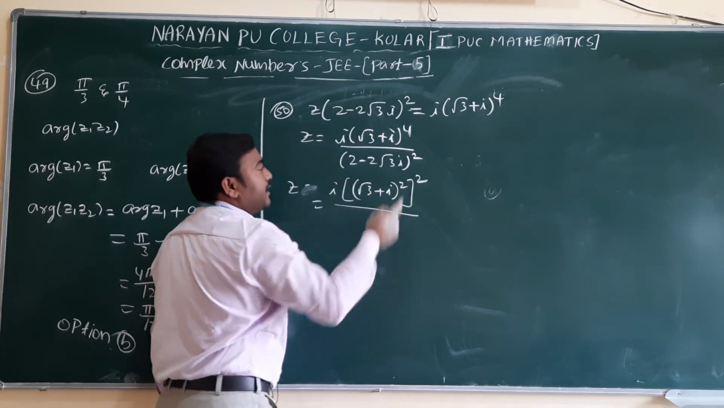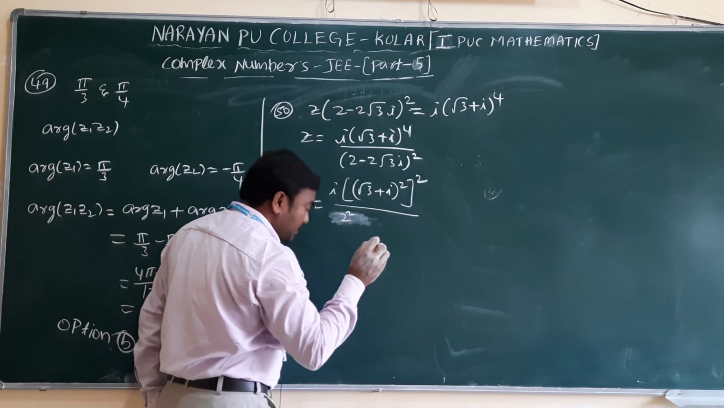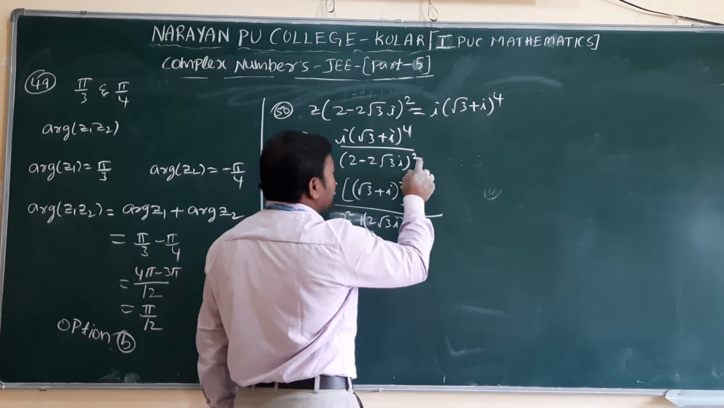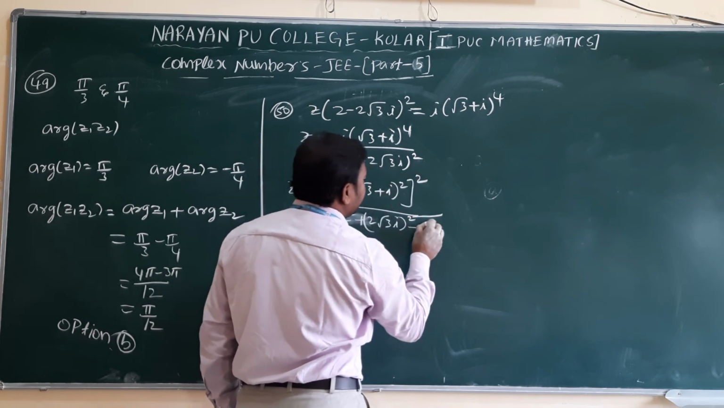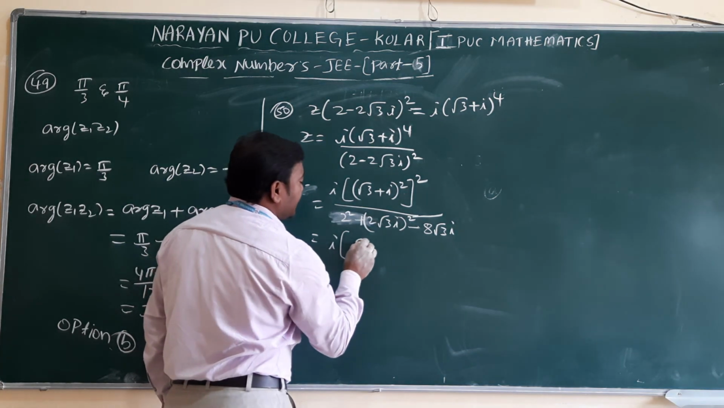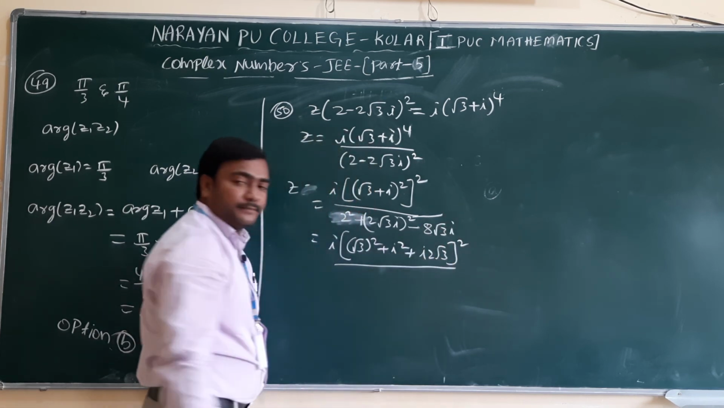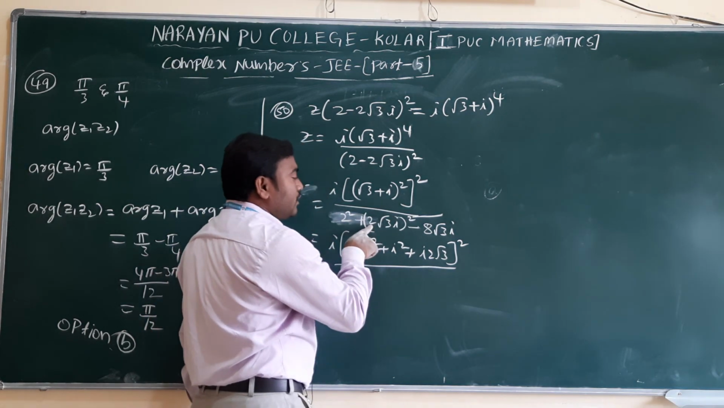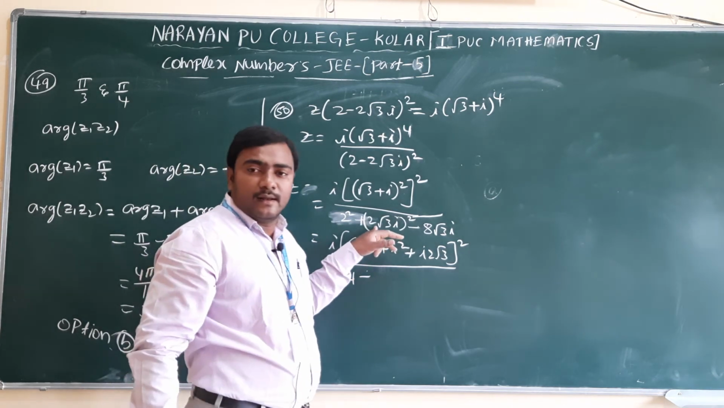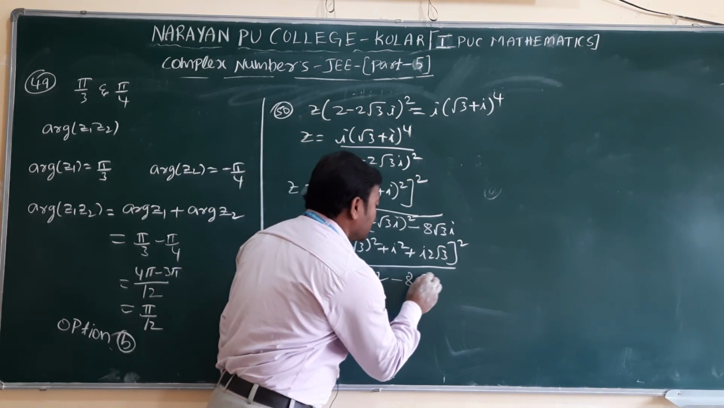Here we apply the formula (a minus b) whole square: 2 square is 4, plus (2 root 3 i) whole square, that is a square plus b square, minus 2ab, which is minus 2 into 2 into 2 root 3 i, that is 8 root 3 i. Then in the numerator, applying (a plus b) whole square: i into (root 3 whole square plus i square plus 2 root 3 i), whole divided by 4 plus, 2 square is 4, the root 3 square is 3, 4 threes are 12, i square is minus 1, so we get minus 12, and minus 8 root 3 i.